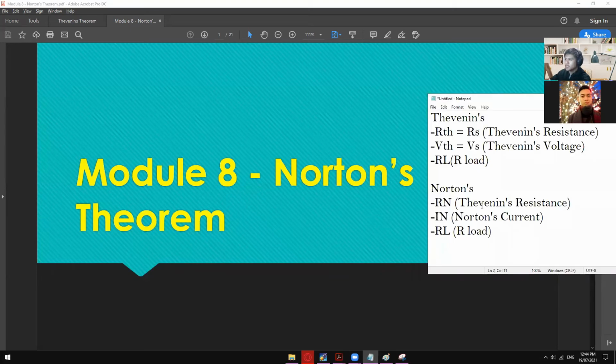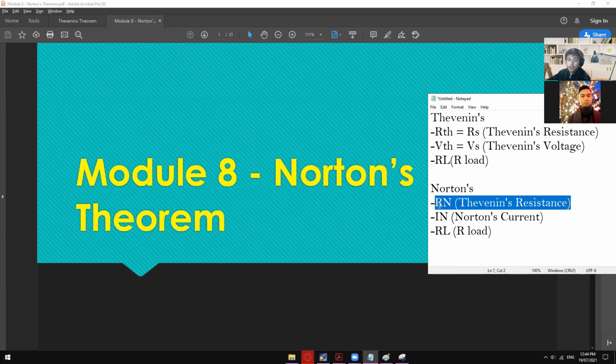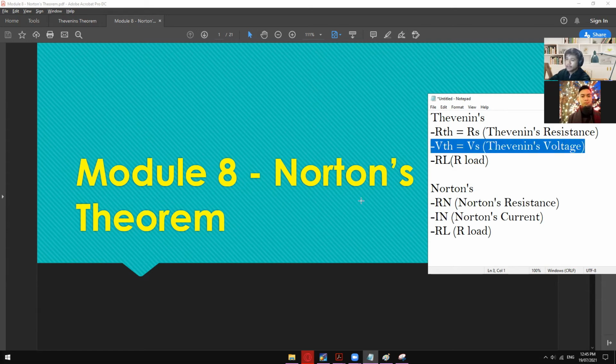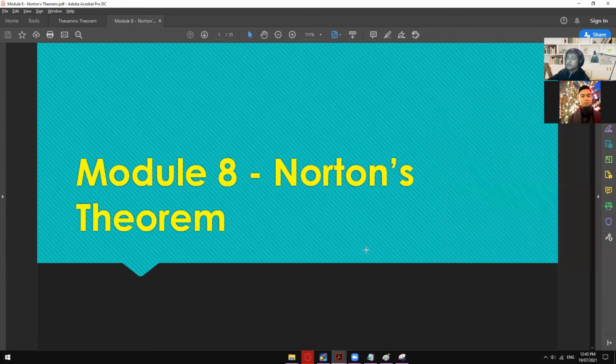Just like what I mentioned a while ago, the process of solving for RTH, or the Thevenin's resistance, is the same as solving for RN, the Norton's resistance. They just differ when it comes to solving the sources. In one we have a current source, but in the other we have a voltage source. So without further delay, let's start.